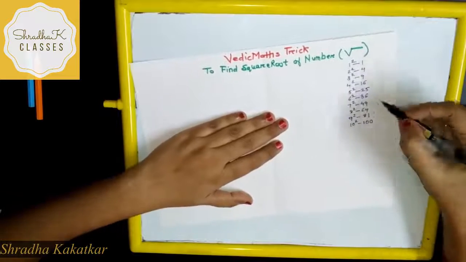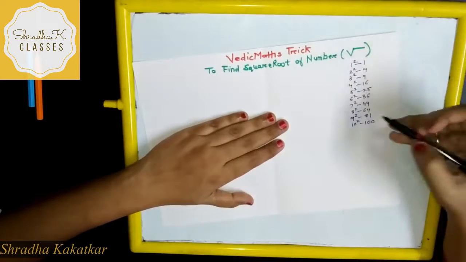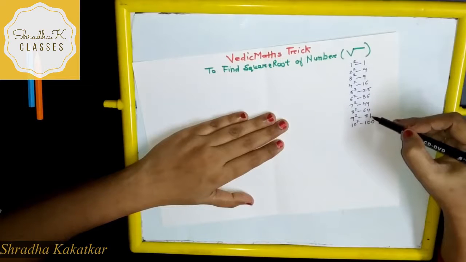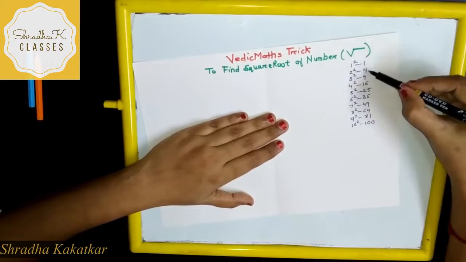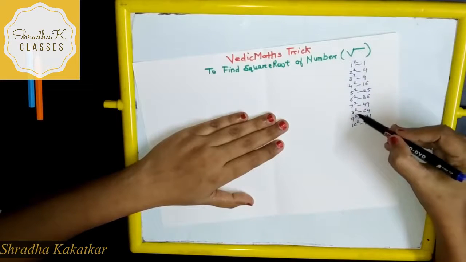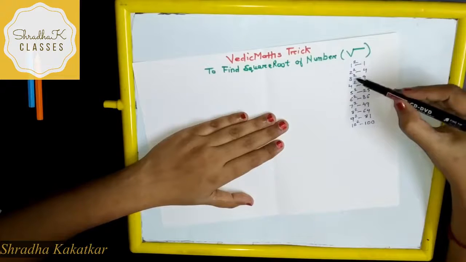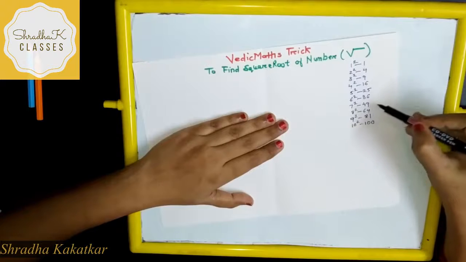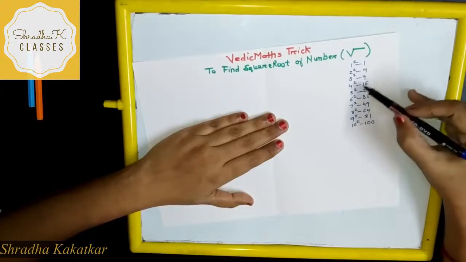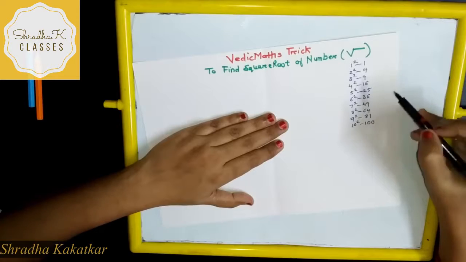Now if you observe these numbers, you will find that 1 squared ends with 1 and 9 squared ends with 1. Okay, so this becomes one pair. Then 2 squared ends with 4 and 8 squared ends with 4, so another pair. 3 squared ends with 9, 7 squared ends with 9, 4 squared ends with 6 and 6 squared ends with 6.